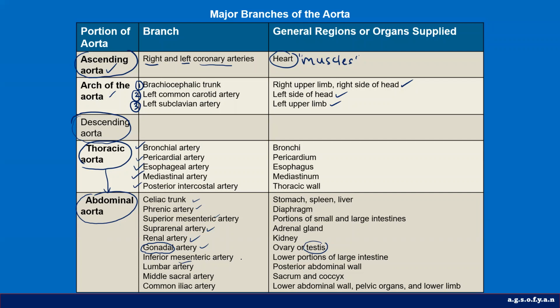Inferior mesenteric artery, this is also for GI tract organs. Lumbar goes to the abdominal wall, the muscles of the abdominal wall. Middle sacral artery, and the last one will be the common iliac artery. There are going to be two, left and right. This is the one that carries blood to the lower limbs. So these are the major branches of the aorta.